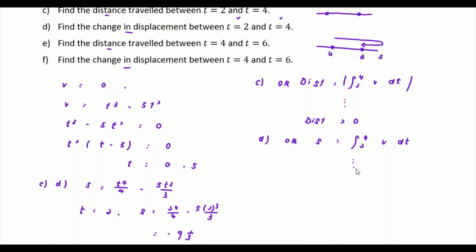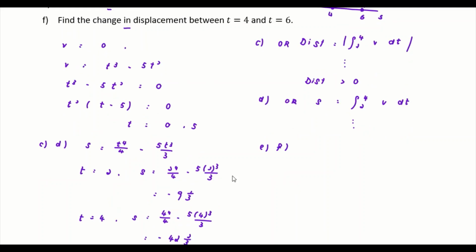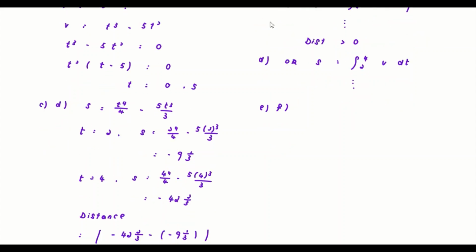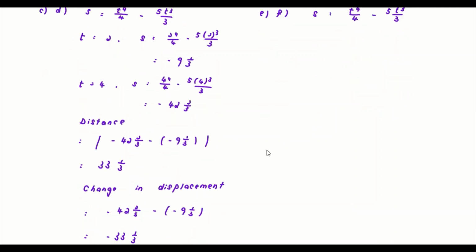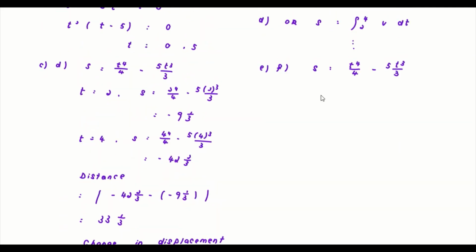Okay, so now let's look at E and F. I'm going to show you two approaches as well, to show you the difference. The first one will be similar to how we solved this. Same thing, let's substitute. So S will be equal to t^4 over 4 minus 5t^3 over 3. I'm not going to do the substitution part because I might not have enough space here, so we can straight away write down the answer.